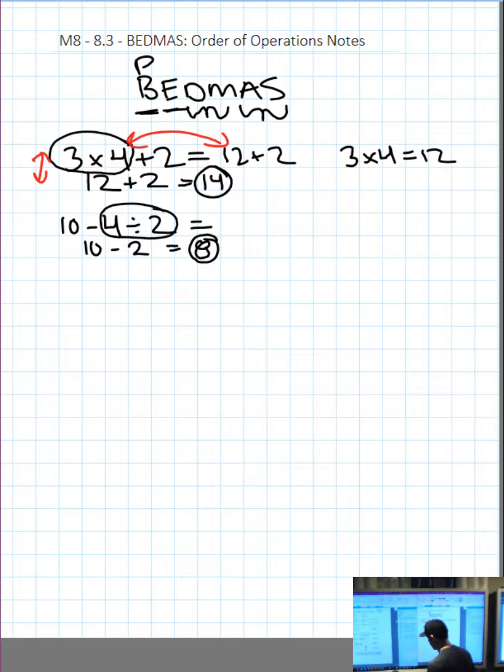Someone might want 3, and then they might do different things to make sure that you calculate the 10 minus 4 first. Well, how could we calculate the 10 minus 4 first? Well, we would need the first step of Bedmas, brackets around it. We're going to see that a little bit later.